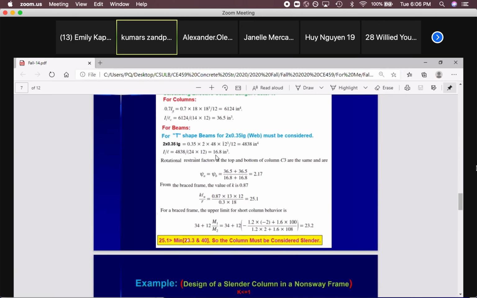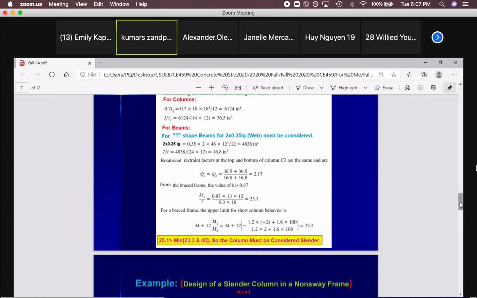So do I need to use E? Look at this, because I have EI over L for column divided by EI over L for the beams. Because I have E on top and bottom, I don't need to use that E, because EC is constant for the column and beam. If you have EC for the beam different than EC for the columns, then yes, you use E for the columns and E for the beams, because they are not the same. But in this case, you can cross them out. So in that case, you don't need to do that.